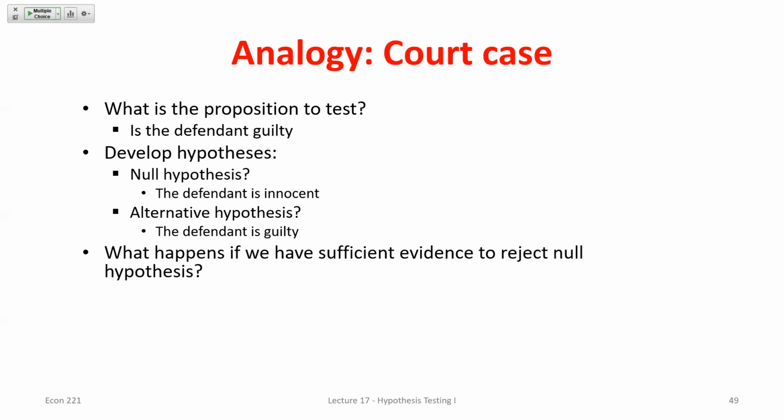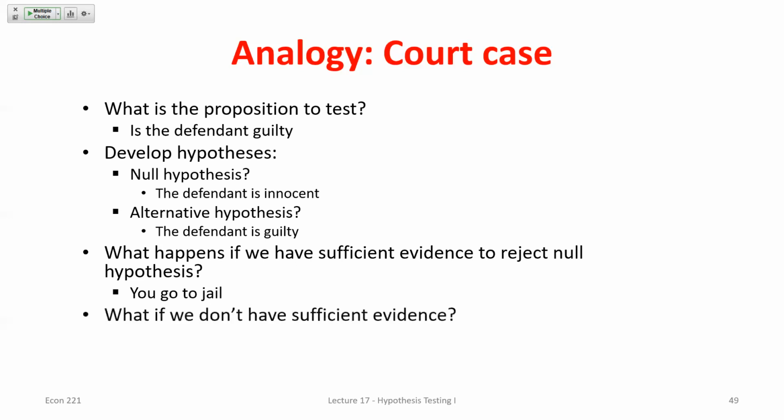Which in the court case example means if I can find that there's DNA evidence at the scene of the crime, maybe they found the murder weapon at your home, you didn't have an alibi, you reject the null and that person goes to jail, right? You reject the fact that they're innocent because you've had enough evidence to support the opposite of the null, or support the alternative, that they were in fact guilty.